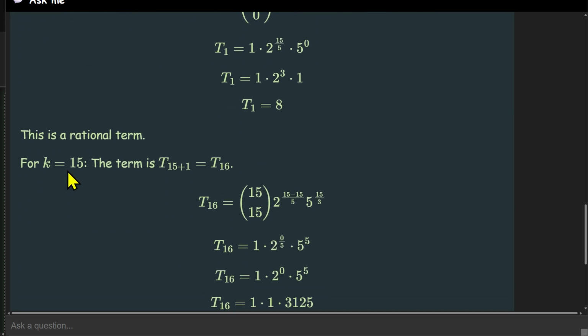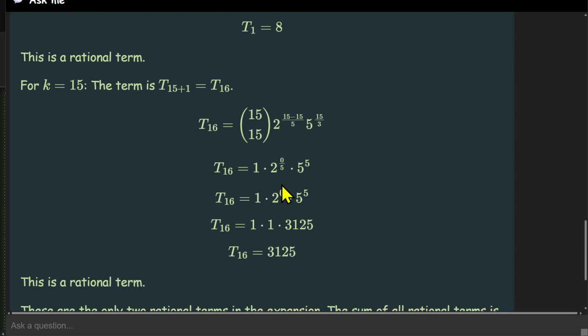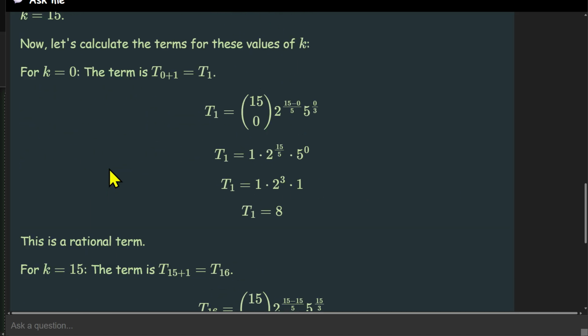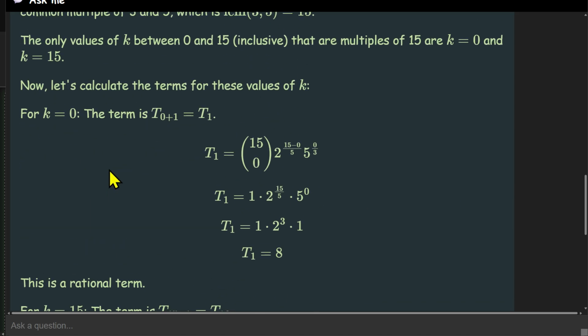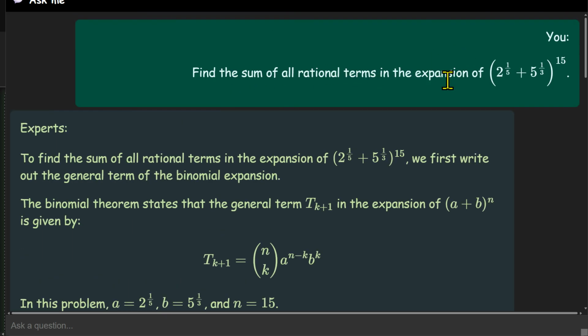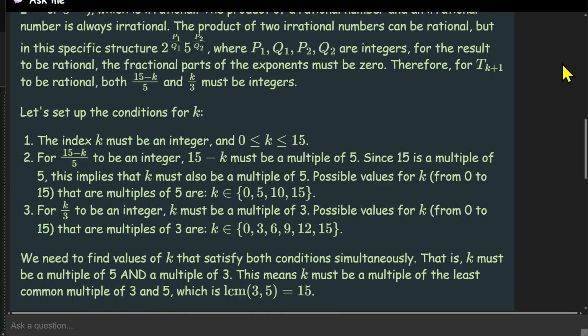सही है. k equal to 15 डालेंगे किसमें, उसी इक्वेशन में ऊपर 15 डालने के बाद क्या था, इसको पूरा सिंप्लीफाई करने के बाद T16 आता, दैट इज 3125. दिस इज द रैशनल टर्म. देखो T1 और T16, देयर आर ओनली टू रैशनल टर्म्स इन द एक्सपेंशन. द सम ऑफ द रैशनल टर्म्स इज T1 एंड T16. सो 8 plus 3125. एक बार k equal to 15 और k equal to 0, क्योंकि वो LCM वाला है ना, दैट इज मल्टीपल ऑफ 3 and 5, दैट इज k equal to 0, k equal to 15 डालना पड़ेगा. क्योंकि इस क्वेश्चन में क्या बोला देखो, तो सम ऑफ रैशनल टर्म्स इन द एक्सपेंशन दिस वन 15 होल टू द पावर 15 है ना, तो 15 डाला तो एक बार आ गया वहां पे.